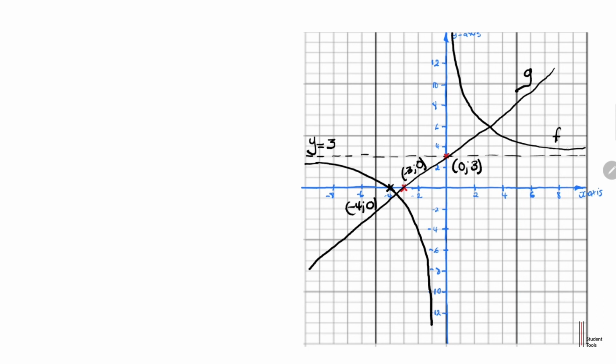Okay, we have indicated our intercepts and we have indicated the asymptotes. I think that's just it. That is how we sketch the graph of f and g. So that means we are done with question 4.